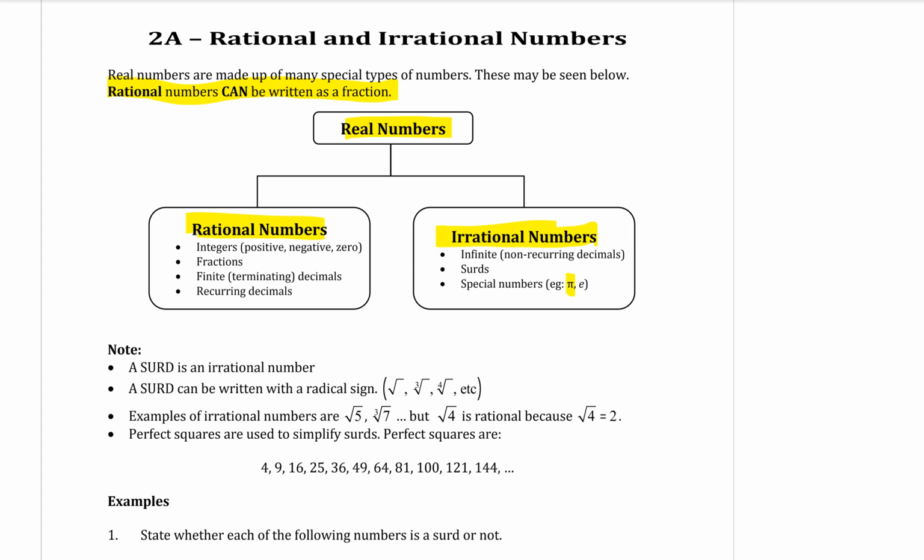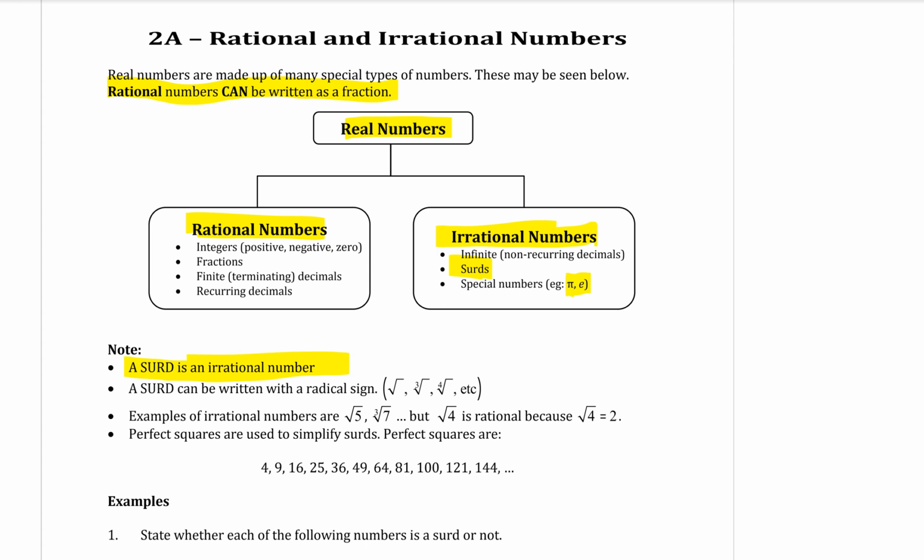Okay, there's another one which is e, which again you won't learn about unless you do advanced maths next year. But there is also this key one here, our surds. Most of the surds that you'll see are types of irrational numbers. It says down here, a surd is an irrational number.